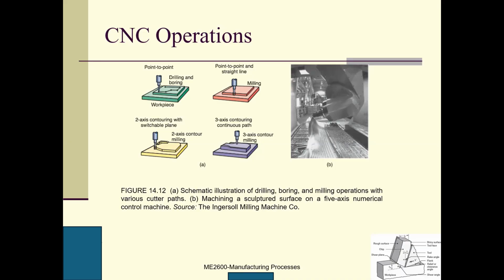We want to write a program, and then we feed this program onto the CNC, and we want the CNC machine to do it by itself. So we can do this drilling and boring, point to point, and straight line. They go along this line, this is the end. Here is the 2-axis contouring with a switchable plane. For 3-axis contouring, the continuous path, they can do these kinds of things automatically. How to do it? You need to program.